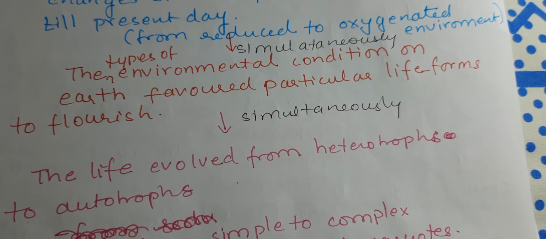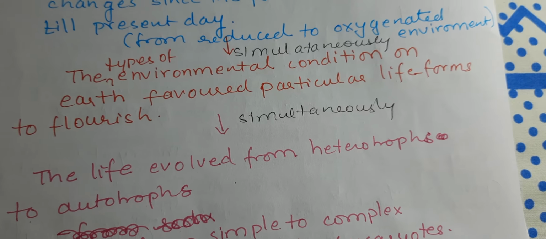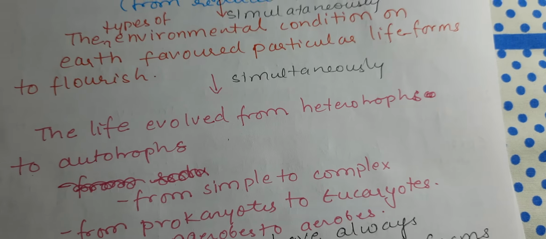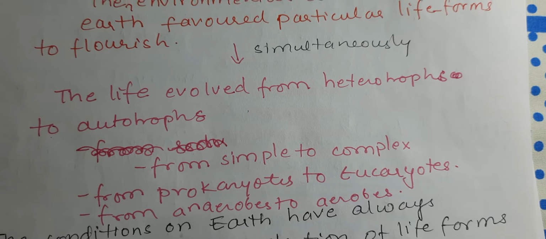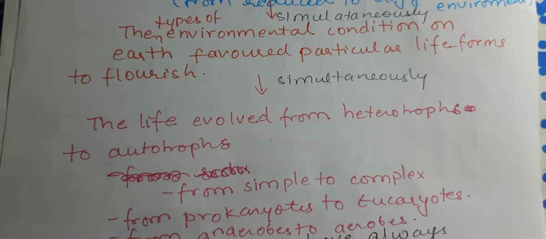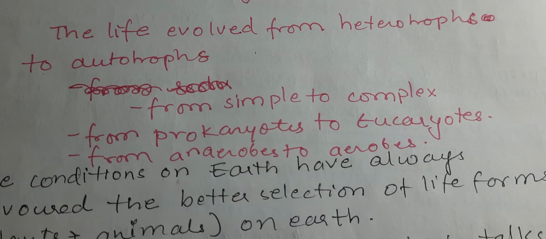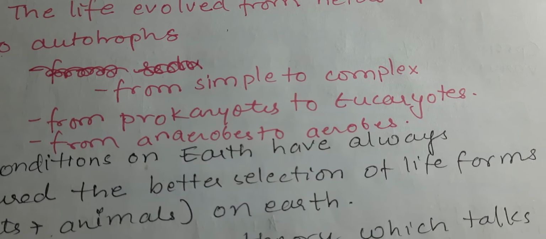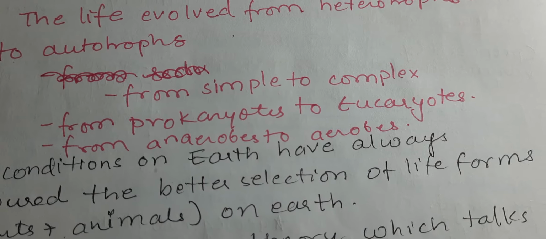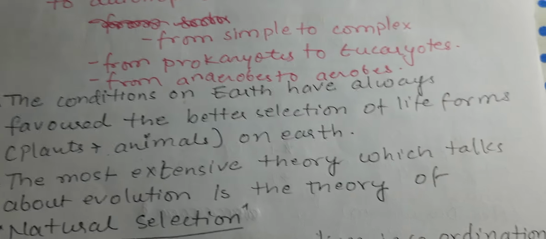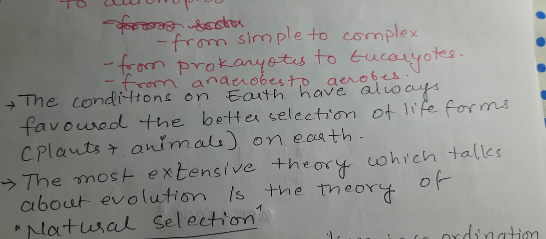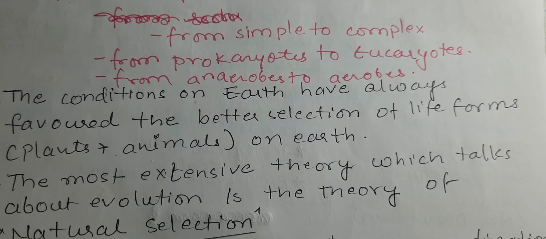Okay, so in a particular geographic area, in a particular environment, a particular life form is flourishing, and simultaneously life evolved from heterotroph to autotroph. So first organisms were heterotroph, from there the autotroph came, and then life evolved from simple to complex, from prokaryotes to eukaryotes, from anaerobes to aerobes. The conditions on earth have always favored the better selection of life on the earth. So this is a natural mechanism.